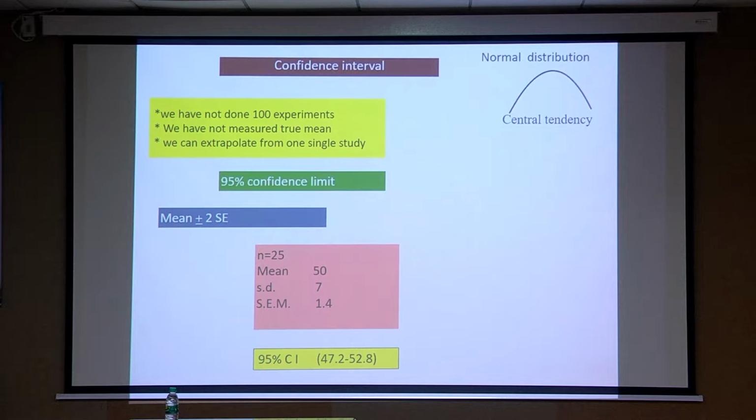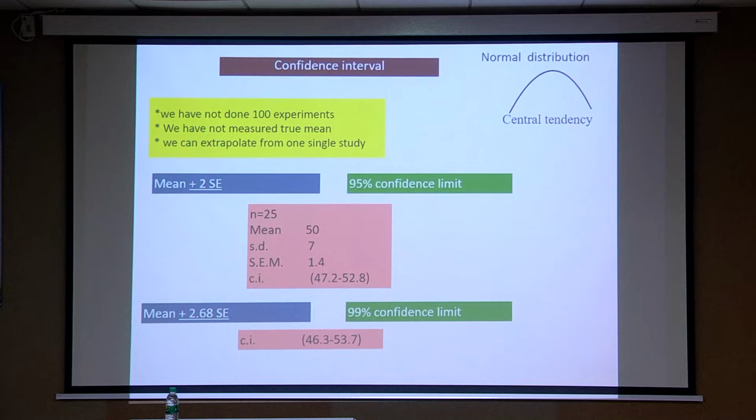So without repeating our study 100 times, and also we don't know what the true mean is, from a single study we can say that when using the 95% confidence limit, the true value lies within this confidence interval with 95% certainty. When we apply 2.68 standard error to the mean, we can say that with the 99% confidence limit, the true value lies within this confidence interval with 99% certainty.